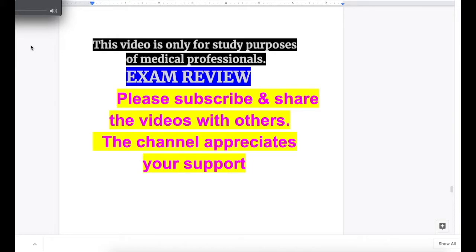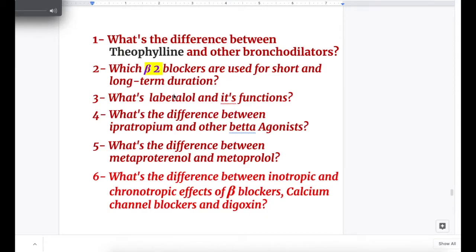In this video, we'll do an exam review on beta-2 receptor agonists, beta-2 receptor antagonists, and beta-2 receptors. First, a few exam questions, and then we'll get the answers after the topic. Question number 1. What's the difference between theophylline and other bronchodilators?